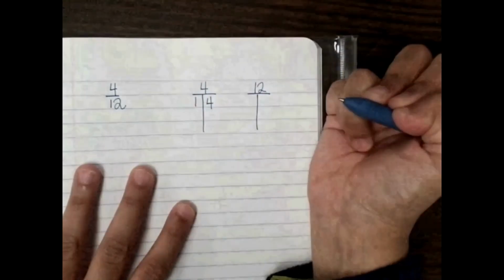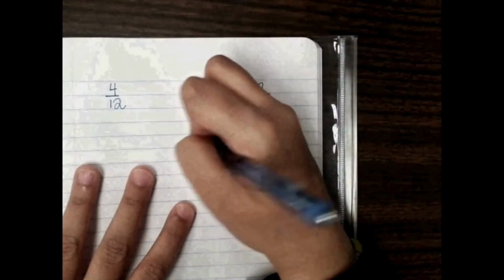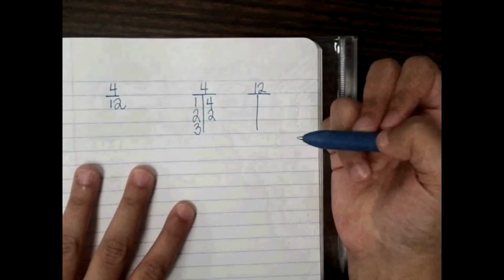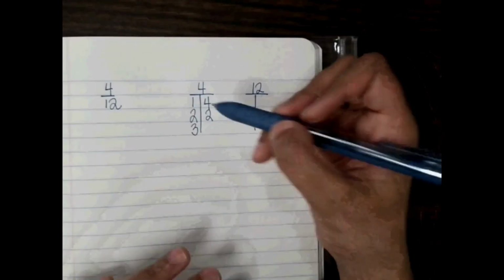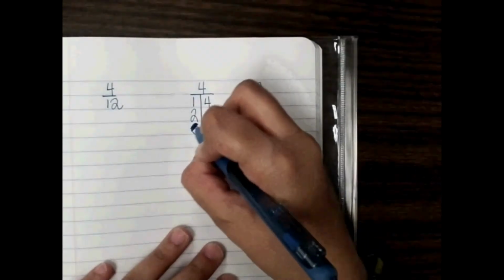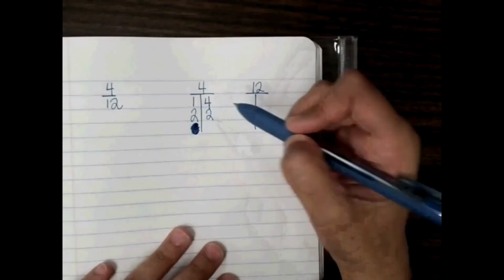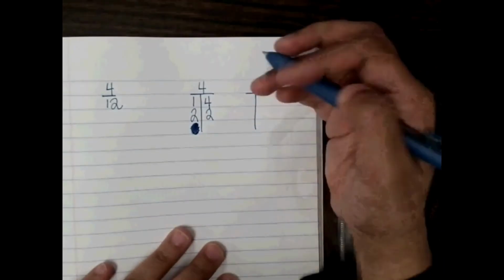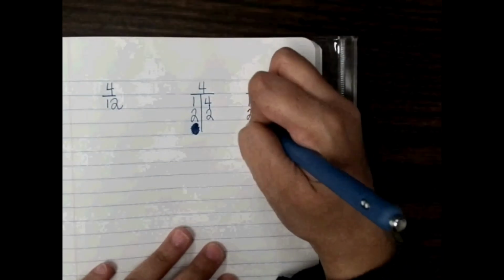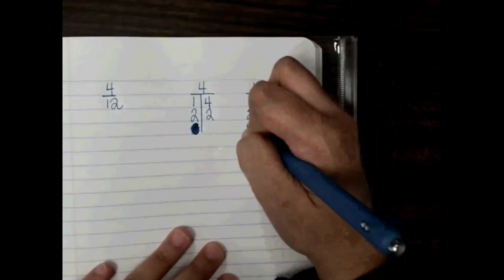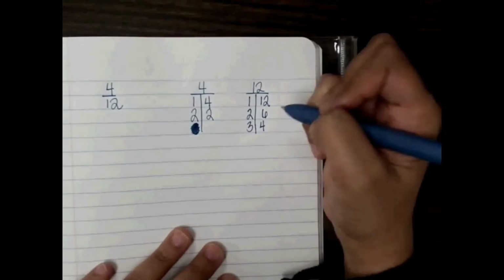I know 1 times 4 is 4, and I know 2 times 2 is 4. And then if I try 3, 3 doesn't go into 4, because if you skip count by 3s, 3, 6, 9, it doesn't land on 4. So I'm not going to do that. And then I would try 4. Well, I already have 4 over here, so that's a stopping point. Now with 12, 1 times 12 is 12, 2 times 6 is 12, 3 times 4 is 12.